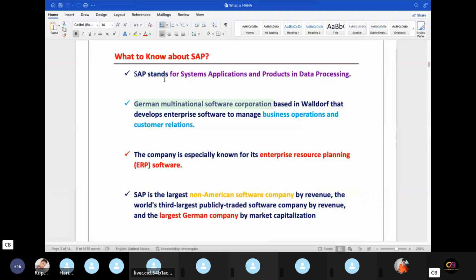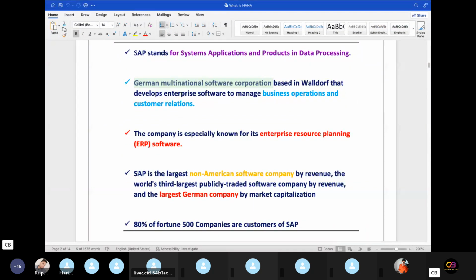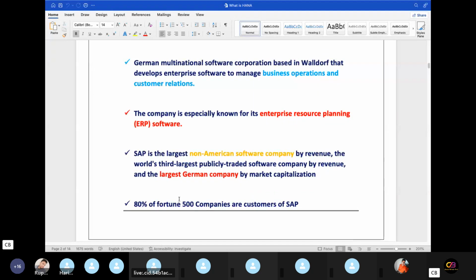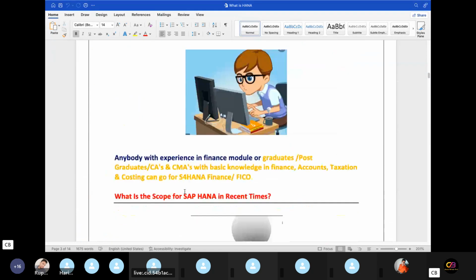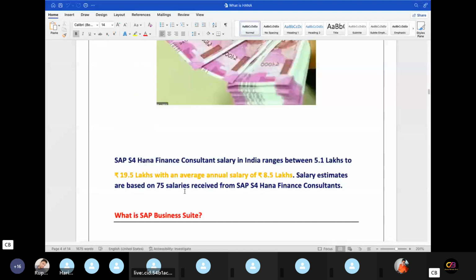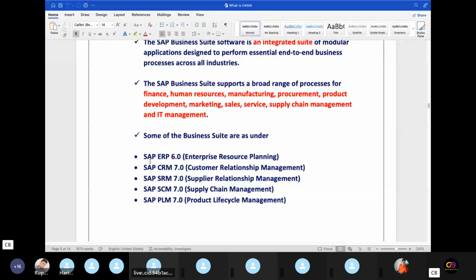SAP is also called ERP software. SAP is a German-based software company, the largest German company. 80% of Fortune 500 companies are using SAP software. Business suite means SAP ERP 6.0, CRM, SRM, SCM: supply chain management, supplier relationship management. These are all part of the business suite. The business suite supports a broad range of processes for finance, human resources, manufacturing, procurement, product development, marketing, sales, service, supply chain management, and IT management.